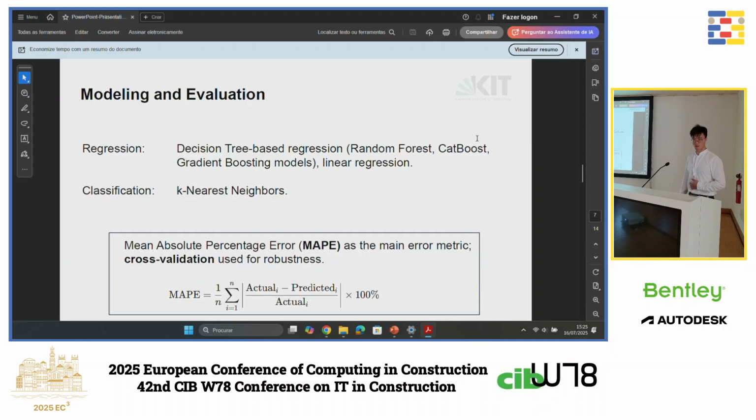Okay, these are the models used in this study: regression or classification. For regression, we use decision tree-based regression, random forest, CatBoost, gradient boosting models, and linear regression. That last one didn't work very well. For classification, we use k-nearest neighbors. To compare all the results, we use the mean absolute percentage error as the main error measure, and we also use cross-validation for robustness.